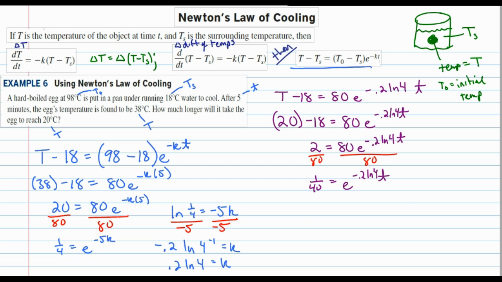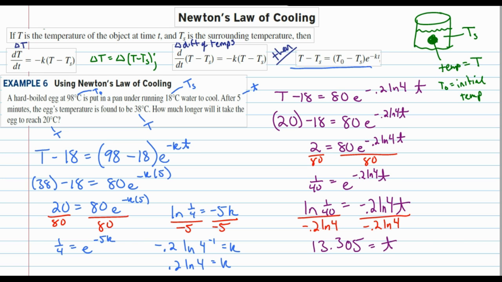Change back into log form since t is in the exponent. And then divide both sides by that k value, and I get 13.305 seconds. Now that's how long it'll take the egg to reach 20 degrees Celsius. The question doesn't ask that.